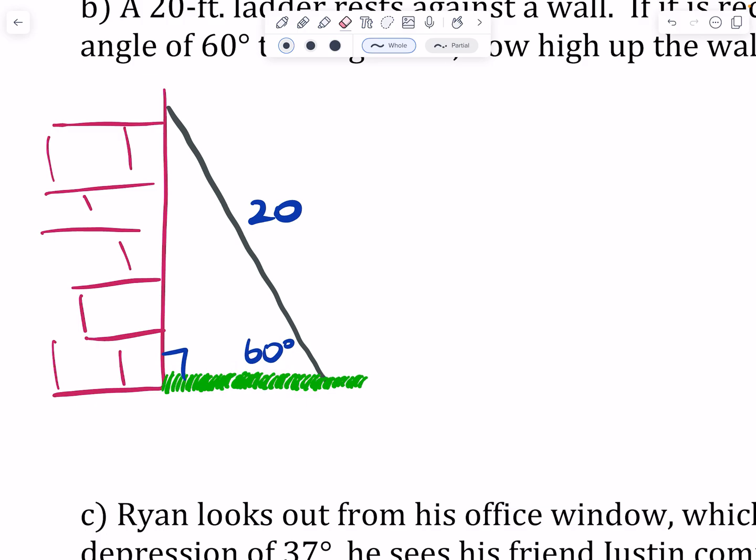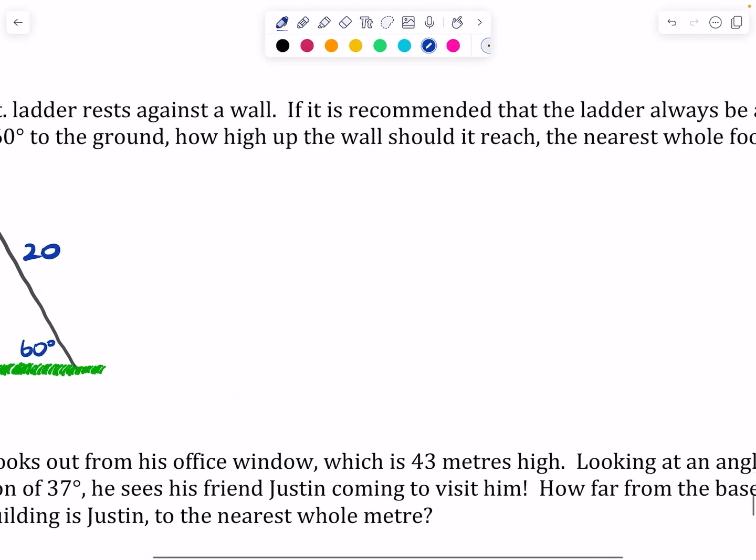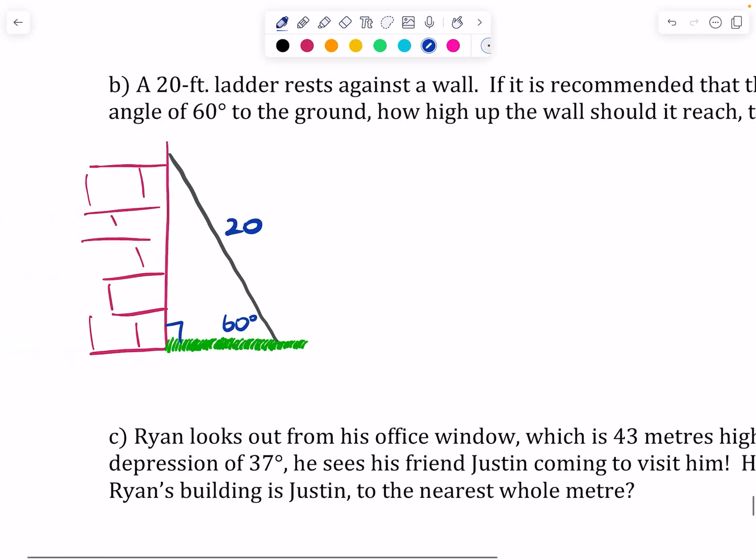With that all done, we've got enough info to find, what are we trying to find here? How high up the wall it should reach, so we can call that X again. And we're just going to solve stuff in this triangle. I've got a hypotenuse, I've got an opposite, I've got an adjacent. So I'm going to choose the sine ratio.